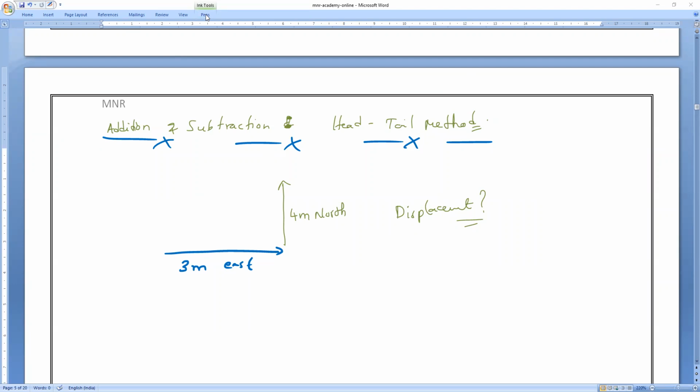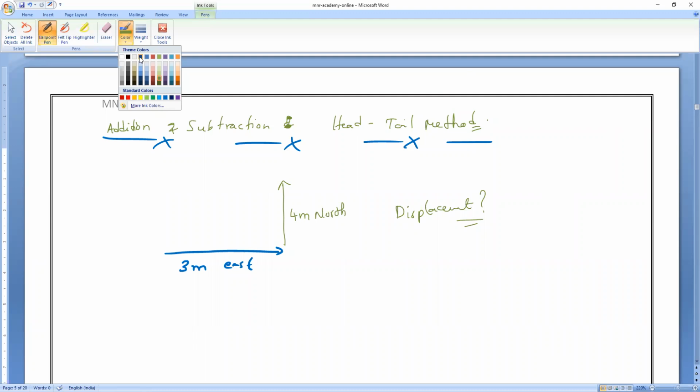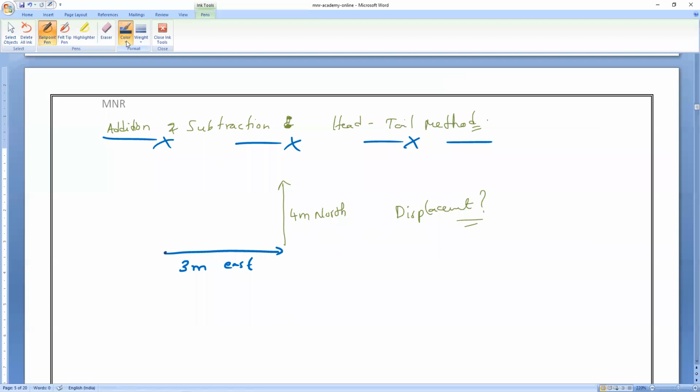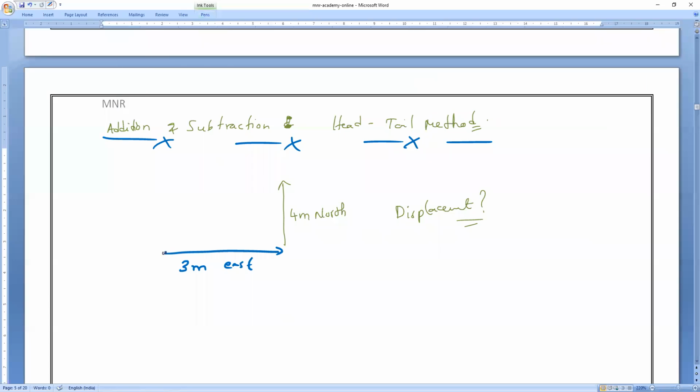So what we have to do? Starting from the tail of the first vector and the head of the second vector, we have to make a join, and we will get a new line. That is actually the displacement shown by the body. So this is the tail of a first vector. Is it right or wrong? Everybody clear? So the tail of the first vector and the head of the second vector, if I join, that will give you 5 meters. It will give you the displacement. Clear?